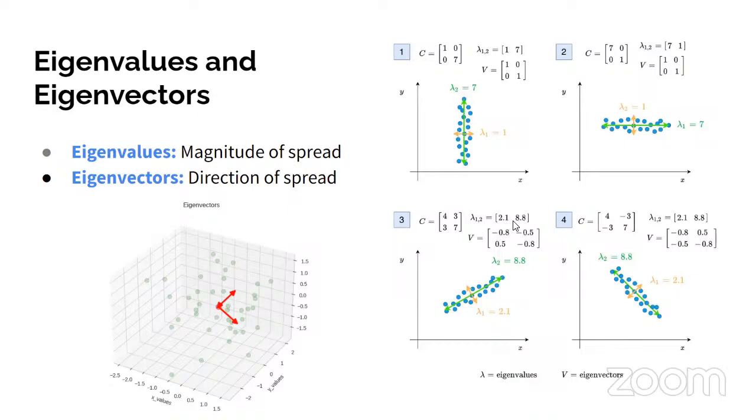You have the eigenvalues here. You have the corresponding eigenvectors. Eigenvectors give you the direction of spread. Eigenvalues give you the magnitude of spread. See, this is for the data in our case. This is the spread in this direction. So for each direction, you determine the magnitude of spread.